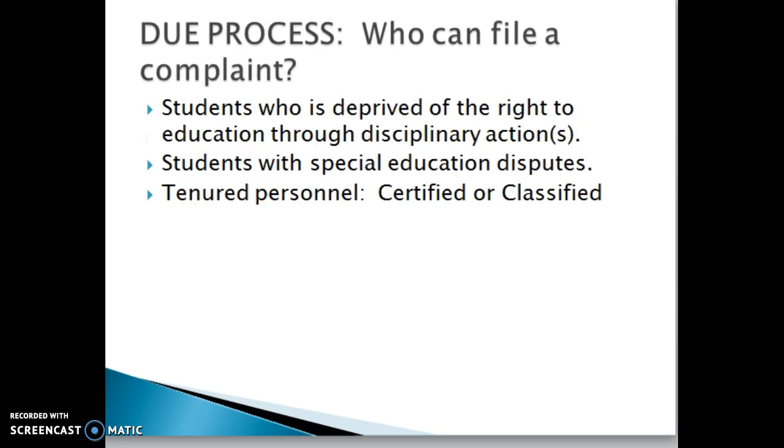Who can file a complaint? First of all, students who feel they are deprived of their rights to education through disciplinary action may file a complaint. What this refers to as far as students and disciplinary action, these are students who may be facing either suspension or expulsion. Under the law, they do have the right to due process, and they do have the right to a hearing as a result of those disciplinary actions.